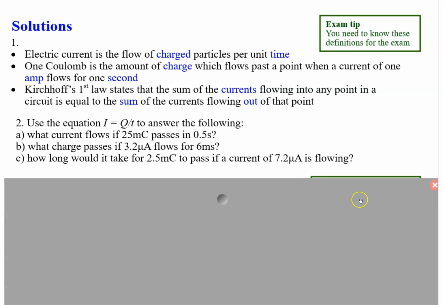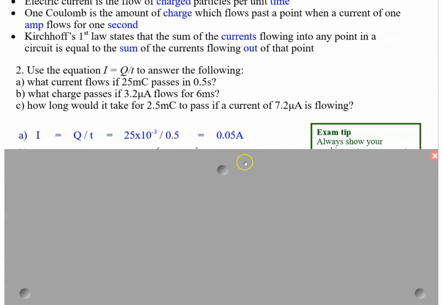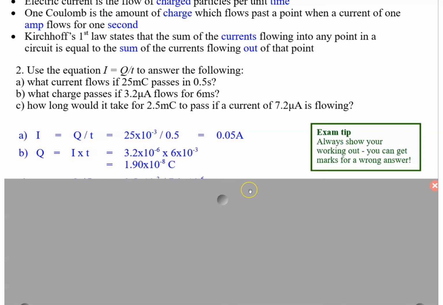Right, question 2. Hopefully these should be straightforward. Let's have a look at the first one. So I equals Q over T, we've got 25 milli, which is 10 to the minus 3, divided by 0.5 is going to give you 0.05. And I'll give you a really important exam tip here. Always show your working out. So write the formula, substitute the values using standard form, write the answer with the units. If you get the wrong answer, you can still get several marks if you show your working out.